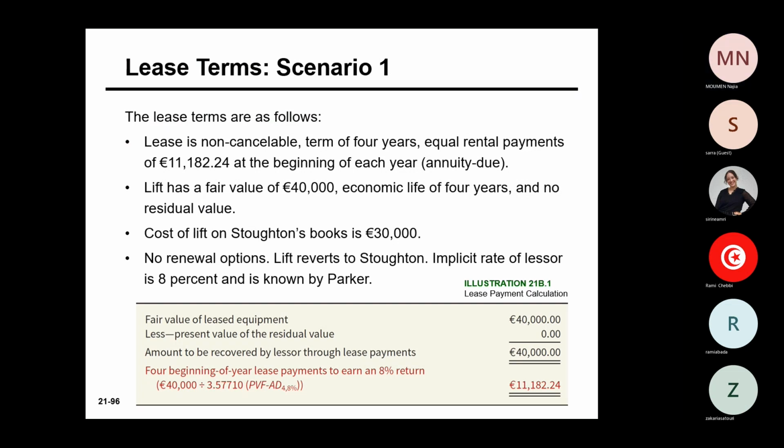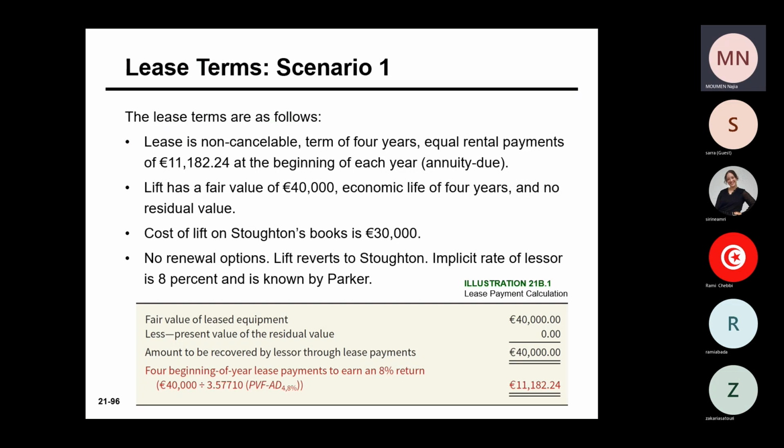Here we have the lift with a fair value of 40,000, an economic life of 4 years, and no residual value. The cost of this lift on Stoughton's books is 30,000. There is no renewal option. The lift will revert to the lessor. We also have the implicit rate of the lessor, 8%, which is already known by the lessee. We are also provided with the fair value of the equipment, and we don't have any residual value, so we get zero.